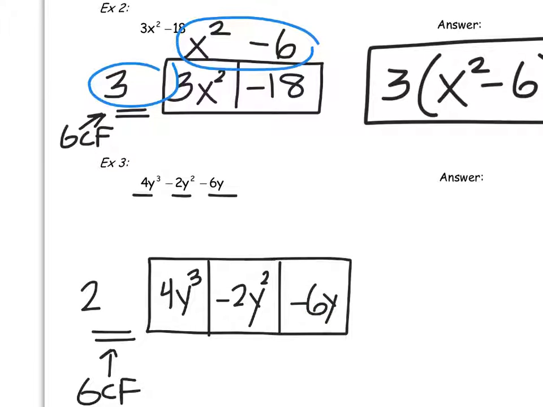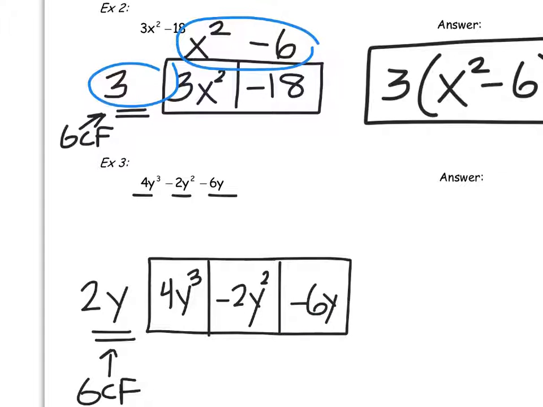Now let's look at the y's. This has 3 y's, 2 y's, and only 1 y. So how many y's do they have in common? The biggest one that they have in common is just a single y. If we put any more y's, it would be too big, it couldn't go into this term.